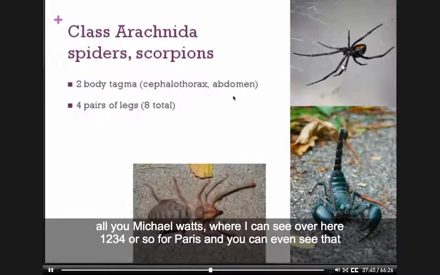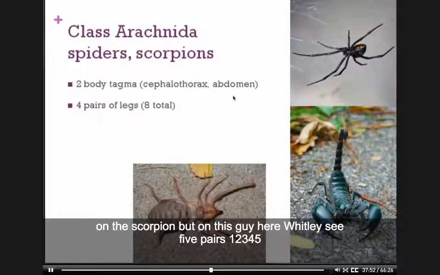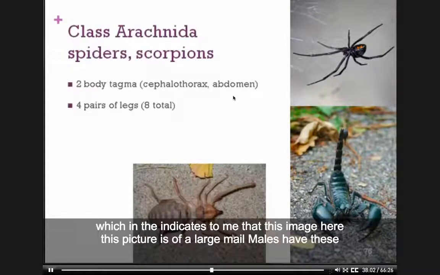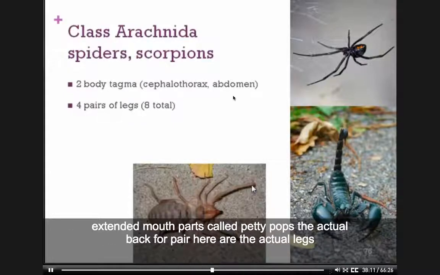You might go, well, that's kind of weird. I can see it over here. 1, 2, 3, 4. So 4 pairs. And you can even see that on this scorpion. But on this guy here, why do I see 5 pairs? 1, 2, 3, 4, 5. Because the first pair here are not legs. Those are actually called pedipalps, which indicates to me that this image here, this picture, is of a large male. Males have these extended mouth parts called pedipalps. The actual back 4 pair here are the actual legs.